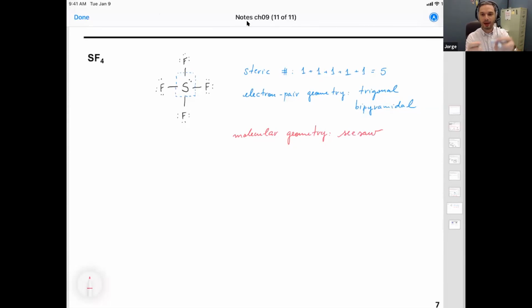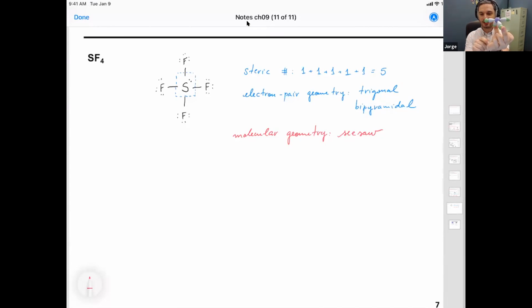So we are going to have, from the 5 available positions, 1, 2, 3, and 4 filled up. So like that. And then we are going to ignore, for the molecular geometry, this one that's not bonded to anything. So what we are going to have is something like that, okay? A seesaw shape.